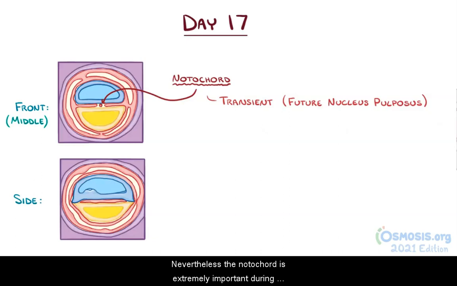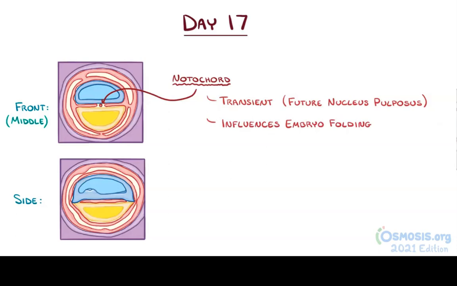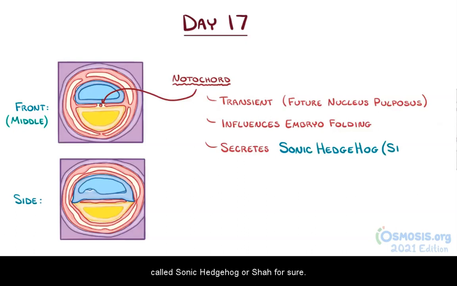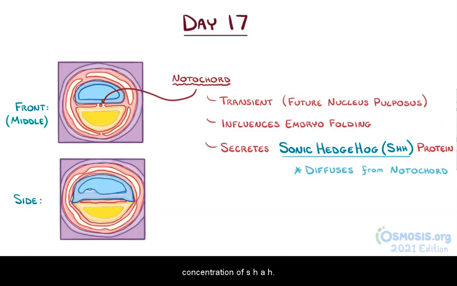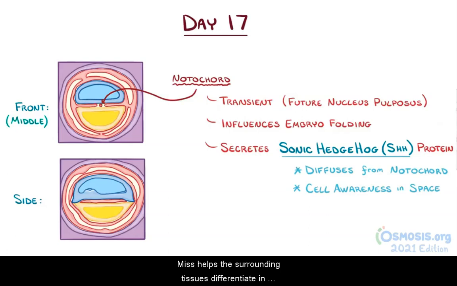Nevertheless, the notochord is extremely important during early development, for a couple of reasons. First, the notochord is a solid structure, and it helps influence how the embryo folds early on. Second, the cells of the notochord secrete a protein called sonic hedgehog, or SHH for short, which diffuses out through the trilaminar disc. The closer a cell is to the notochord, the higher the concentration of SHH. So it's a way for all of the cells to know where they are in three-dimensional space. And this helps the surrounding tissues differentiate and develop in the right way.